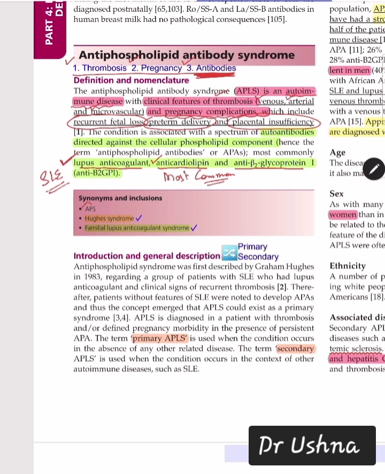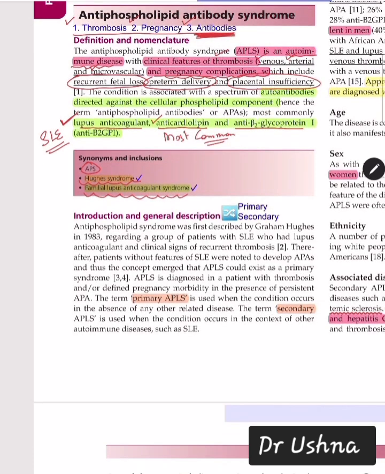The other name for antiphospholipid syndrome is Hughes syndrome or the familial lupus anticoagulant syndrome. It can be divided into primary and secondary categories. You will say primary APLS when there is no other associated disease. In the absence of other diseases, this is primary APLS. And whenever there is a concomitant autoimmune disease, most commonly SLE, this forms secondary APLS.